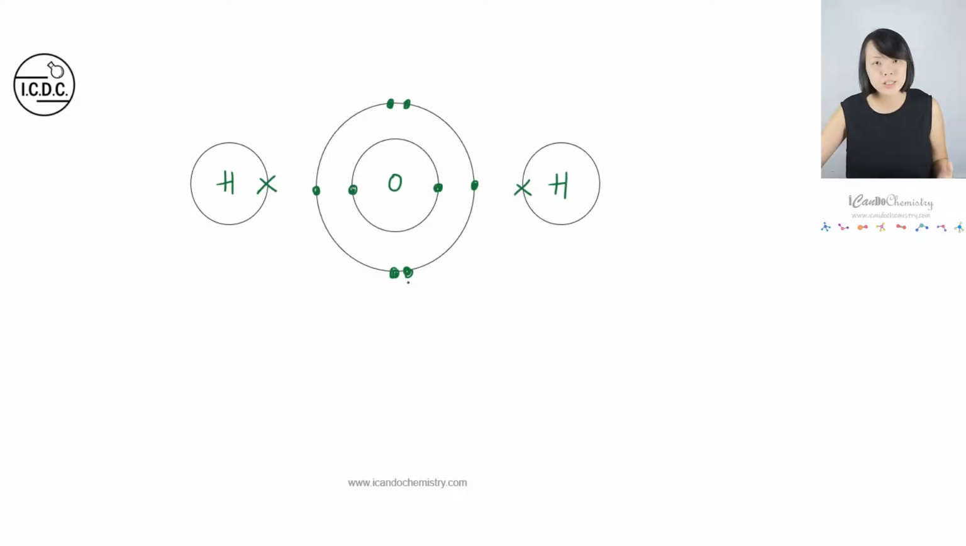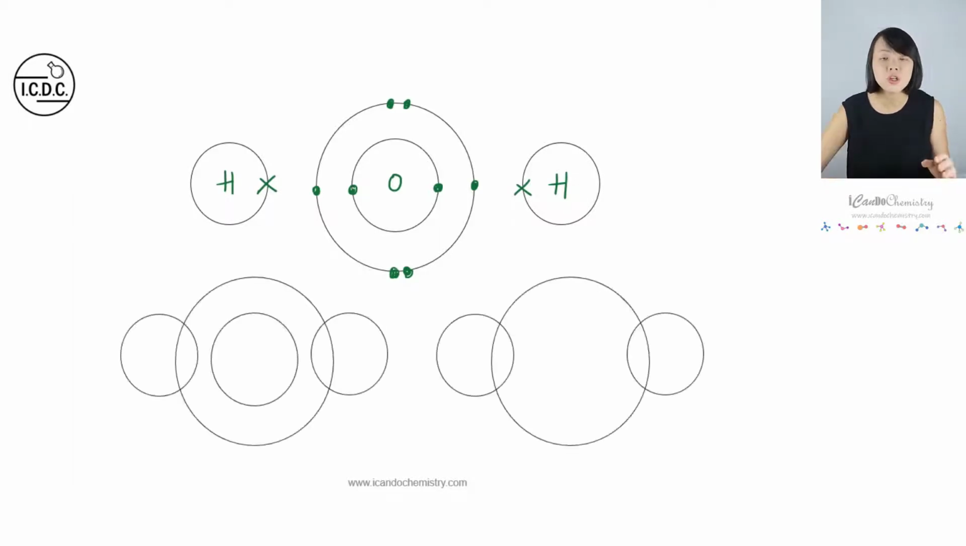So we know that hydrogen has only 1 shell and it needs 1 more electron to attain the noble gas electronic configuration. For oxygen, it has 2 shells. Okay, so the second shell needs to have 8 electrons to attain the noble gas electronic configuration. So what they can do is each of my hydrogen just share its 1 electron and oxygen share 2 of its electrons to each of the hydrogen. So a dot and cross diagram for a water molecule will look like this.